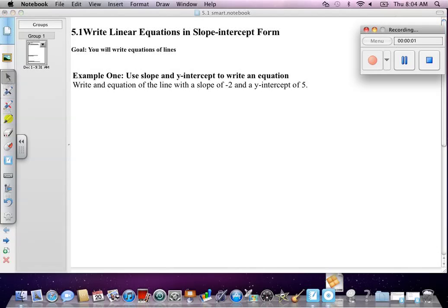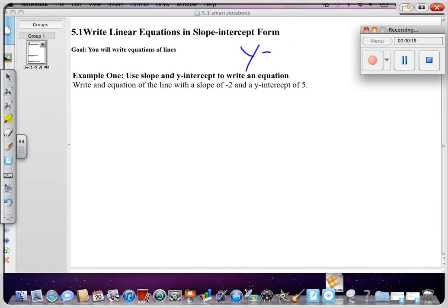All right, we're looking at 5.1, writing linear equations in slope-intercept form. This is what we started to do a lot of in Chapter 4, so this really should just be review for you guys. Remember, slope-intercept form, you should write this down, is y equals mx plus b.